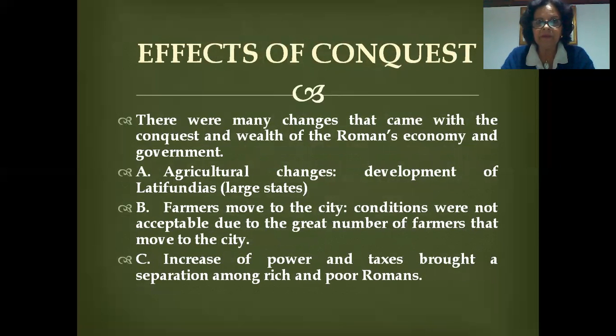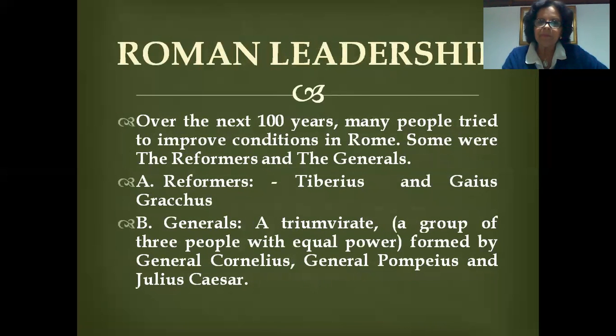What were the effects of the conquest? There were many changes that came with this conquest in the wealth of the Roman economy and government. We talked about the agricultural changes: farmers moved to the city, and the increase of power and taxes brought about rich and poor Romans. What was the leadership in Rome? Over the next 100 years, many people tried to improve conditions in Rome.